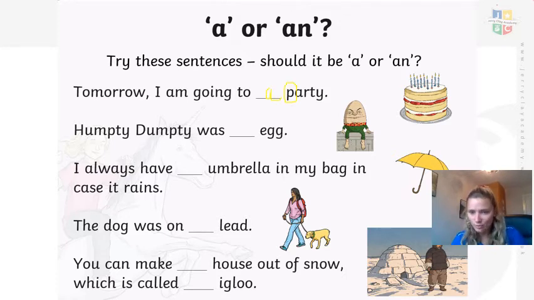Sorry, that house, not the horse, the house, and it's the igloo. So I'd like you to see if you can write a or an correctly, remembering to look at my example for the first one.